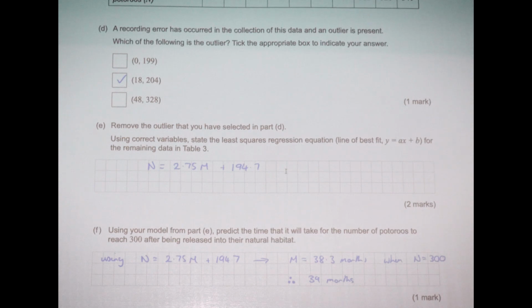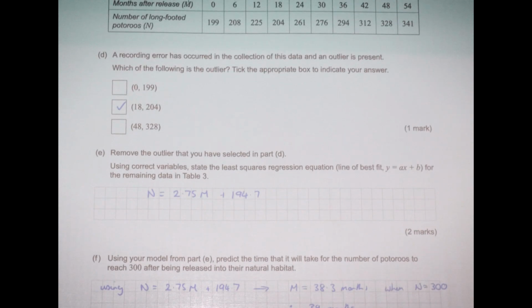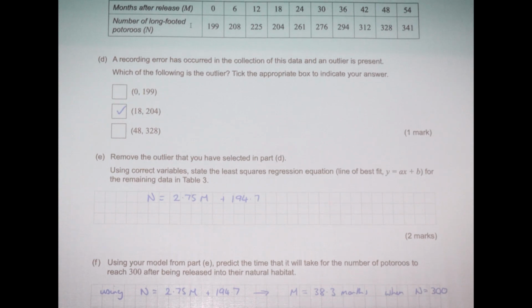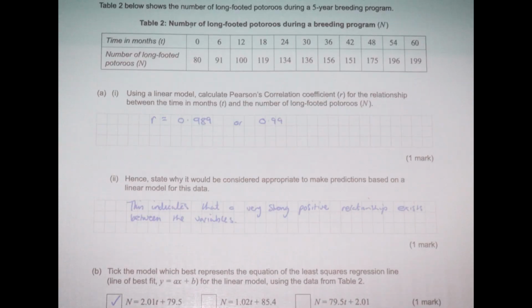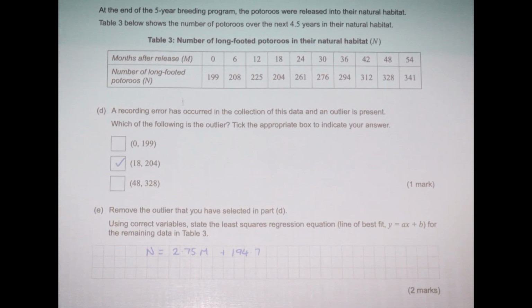Question 4 is the first of our statistics questions. So it's looking at a breeding program for long-footed potoroos. We've got a 5-year breeding program, so we can see we've got 6 monthly data about numbers. Students obviously needed to put that into the graphics calculator and tell us what the R value was. Again, going back to rounding, 3 decimal places, 2 decimal places, that was okay. If they'd rounded that to 1, that obviously wasn't, because that would indicate there's a perfect relationship there.